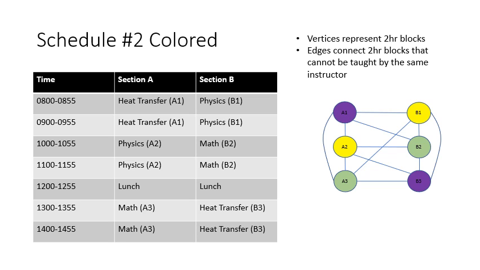We can see that schedule number 2 can be colored with 3 colors. We know that this is the best possible configuration for the schedule because we have 3 separate subjects, and we need an instructor qualified in each of those subjects to teach each section.